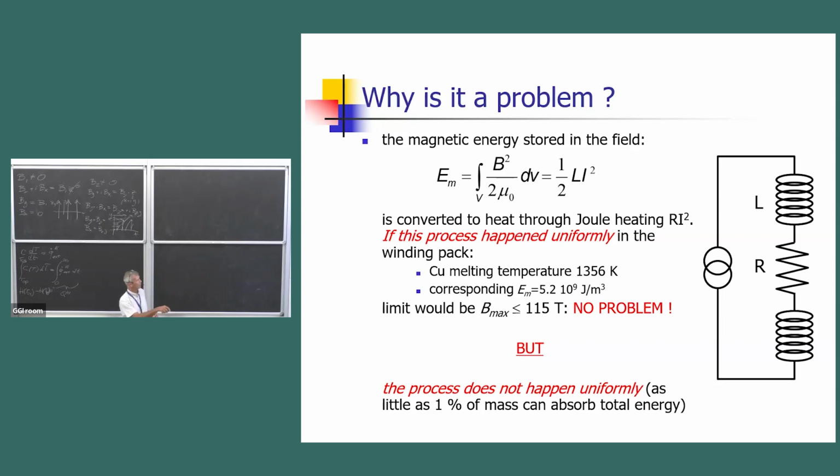Say copper melting temperature, 1400K more or less. That corresponds to a maximum enthalpy reserve of about 5 billion joules per cubic meter. If you convert that into a magnetic energy, that's B squared over 2 mu naught, that would limit the maximum field that you can generate and still absorb all the magnetic energy and not destroy the coil to the order of 100 Tesla. We don't have superconducting magnets at 100 Tesla, so in principle it's not a problem. But the problem is that the quench process does not necessarily happen uniformly distributed.